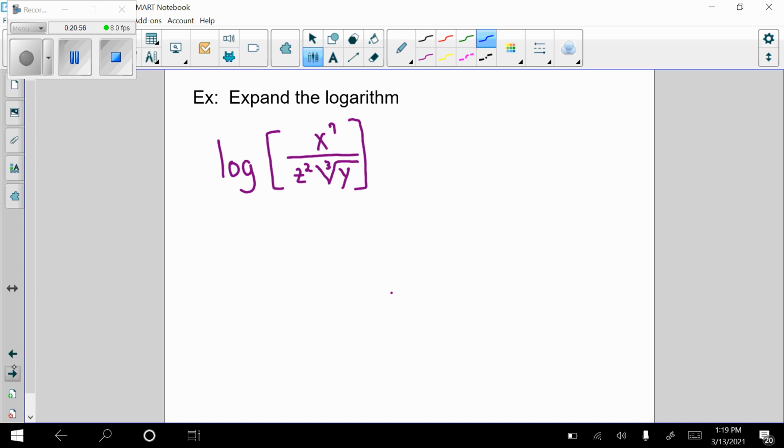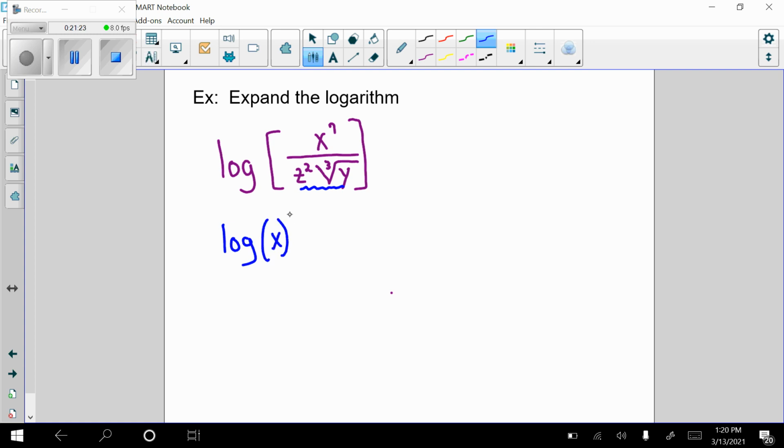All right, so one more. We're going to expand this logarithm. So this one is going to get just a little dicey. You have to be careful because you have a multiplication problem in the denominator. So first thing I'm going to do is use my quotient property. And this is log base 10, so I don't have quite so much to write.